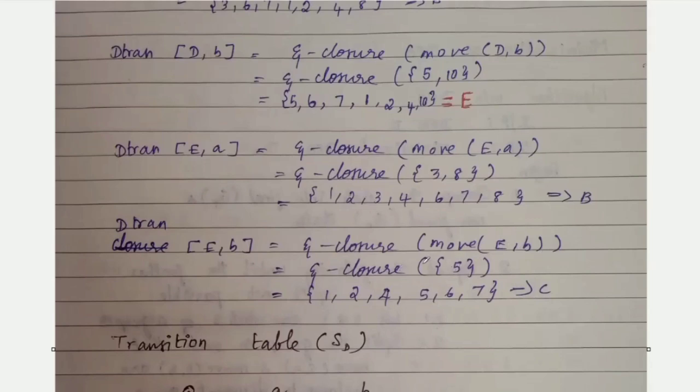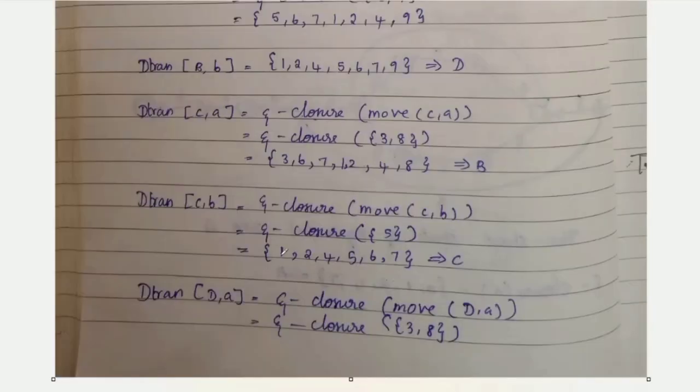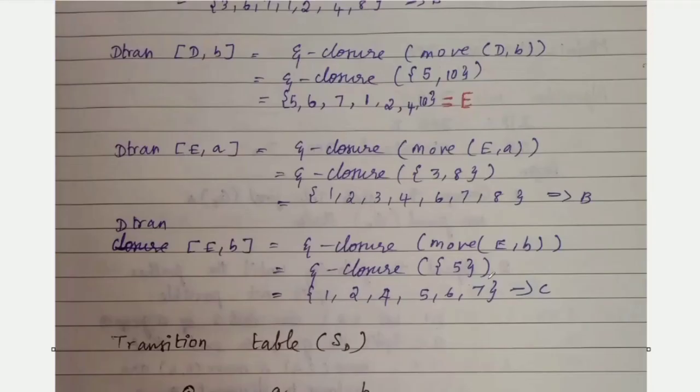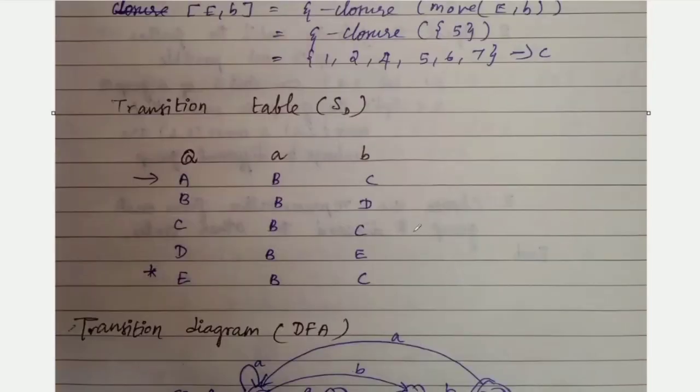Now find epsilon closure of 5. We already found epsilon closure of 5 to be 1, 2, 4, 5, 6, 7, named as C. So this is C itself. Now we cannot repeat this process because there are no newly found DFA states. Now make a transition table and a transition diagram.